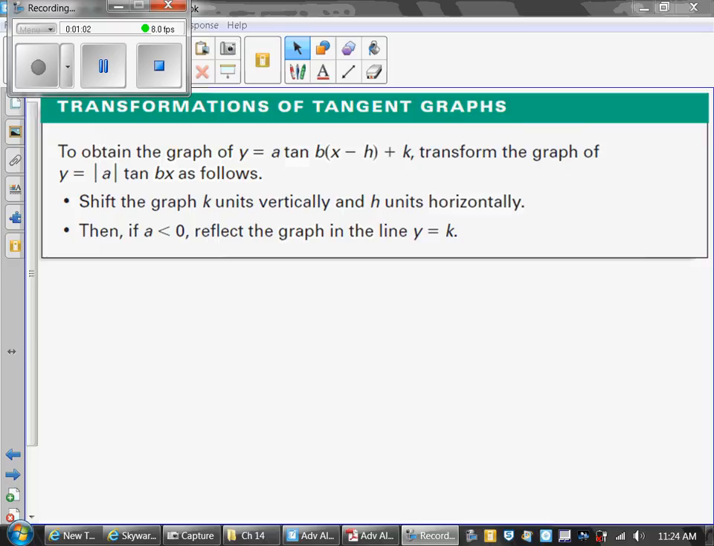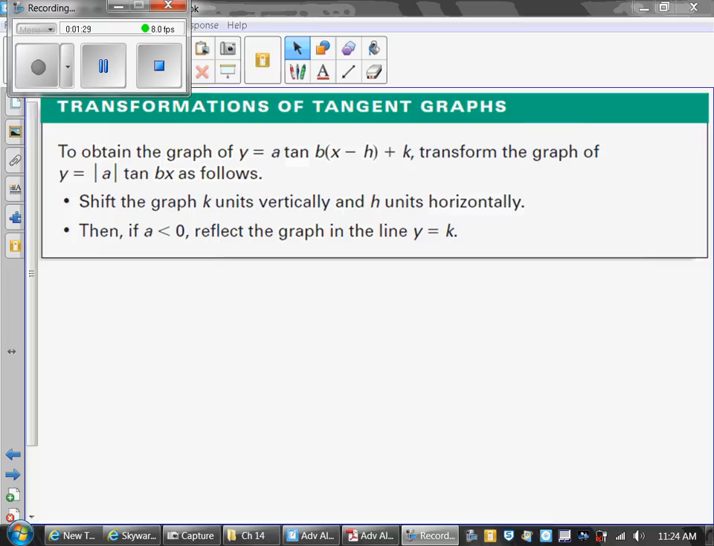Now, here's what happens when we shift the tangents. We actually go through the same process as we did with sines and cosines. We're going to plot our parent graphs with dotted lines, just like you would earlier. Then we're going to shift them left and right, up and down, depending upon the h's and the k's. Remember, all the same rules apply. h's go horizontal, k's go vertical.